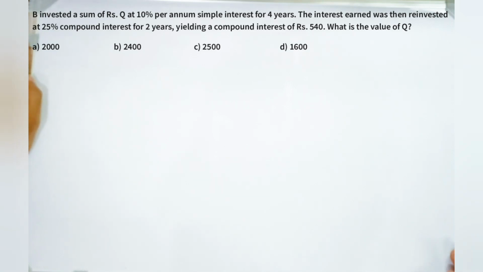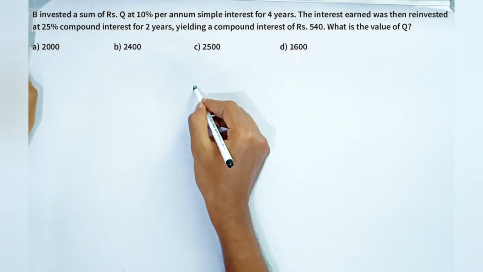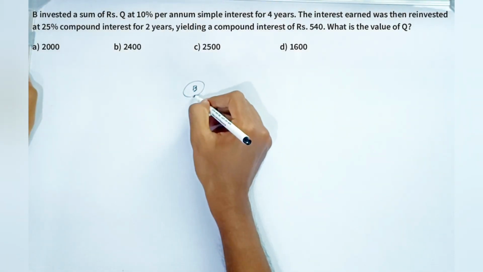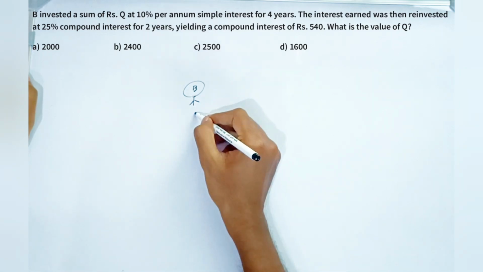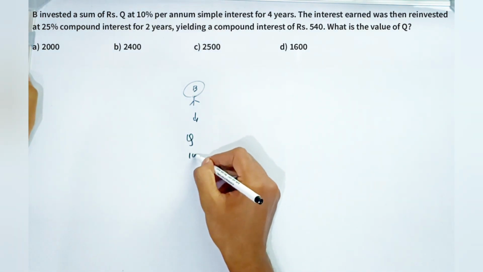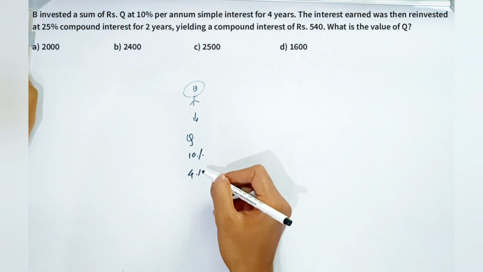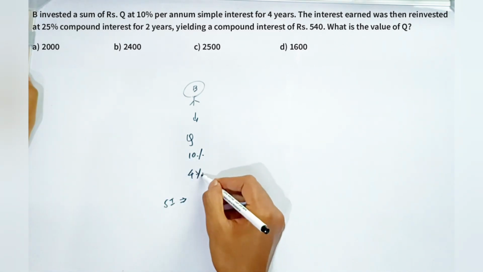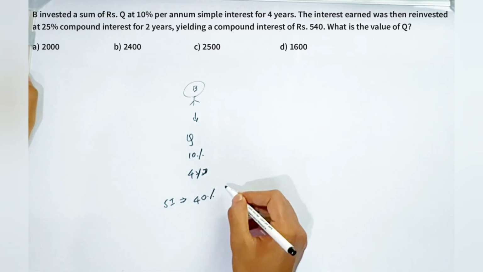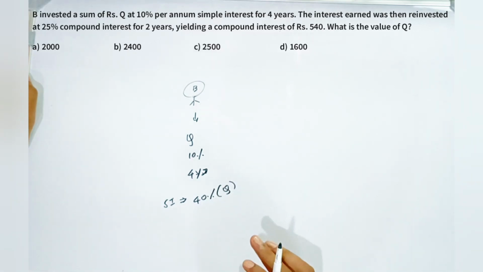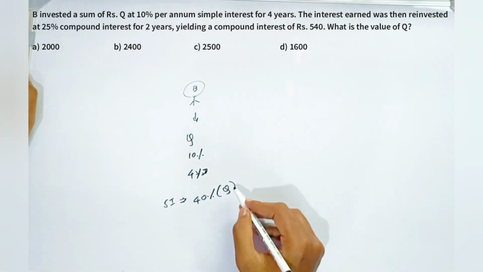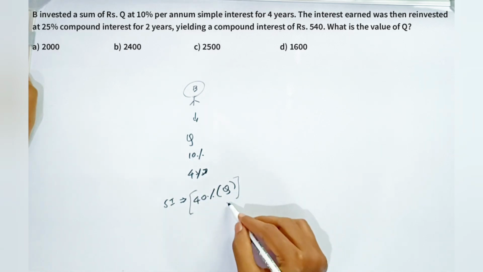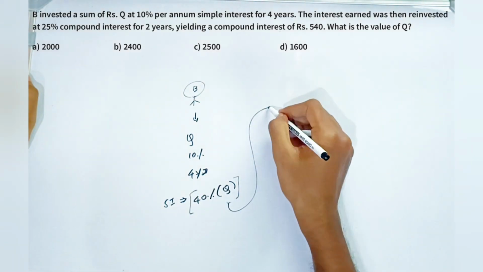B invested a sum of rupees Q at 10% per annum simple interest for 4 years. B is a person, and he has invested a sum Q at 10% per annum for 4 years. The simple interest for him is 4 into 10, which is 40. So 40% of Q is nothing but the simple interest. Keep it aside. This interest was reinvested, which means this interest is nothing but the principal.